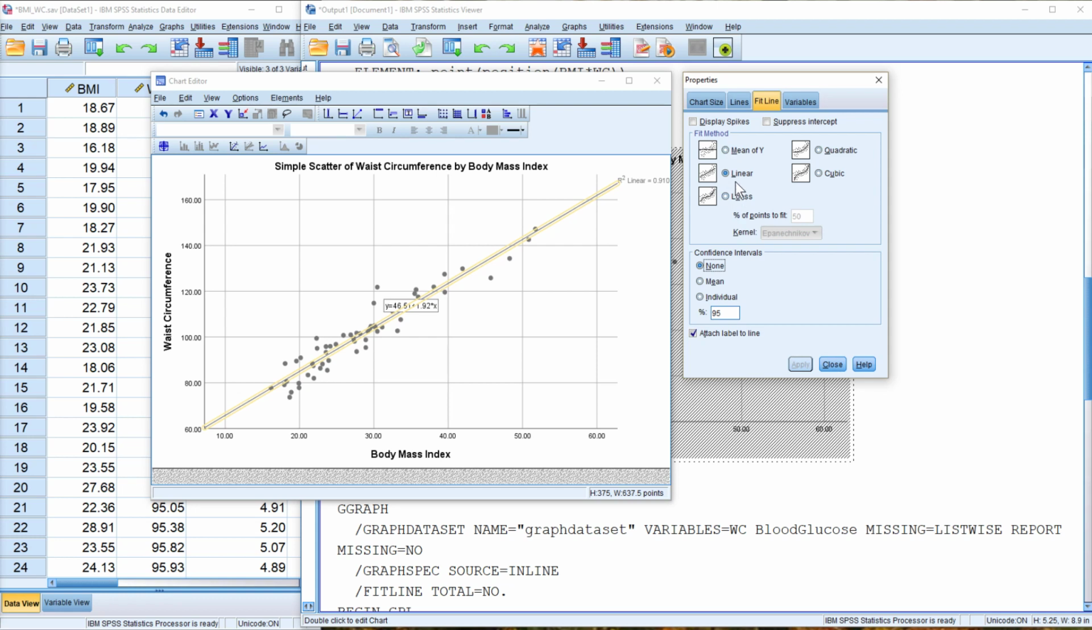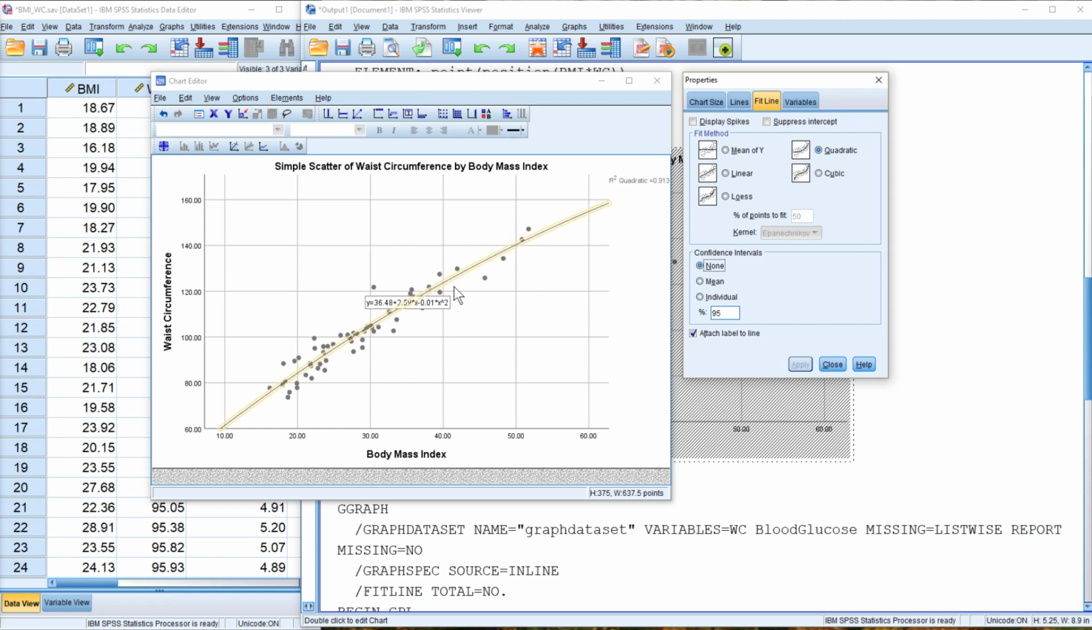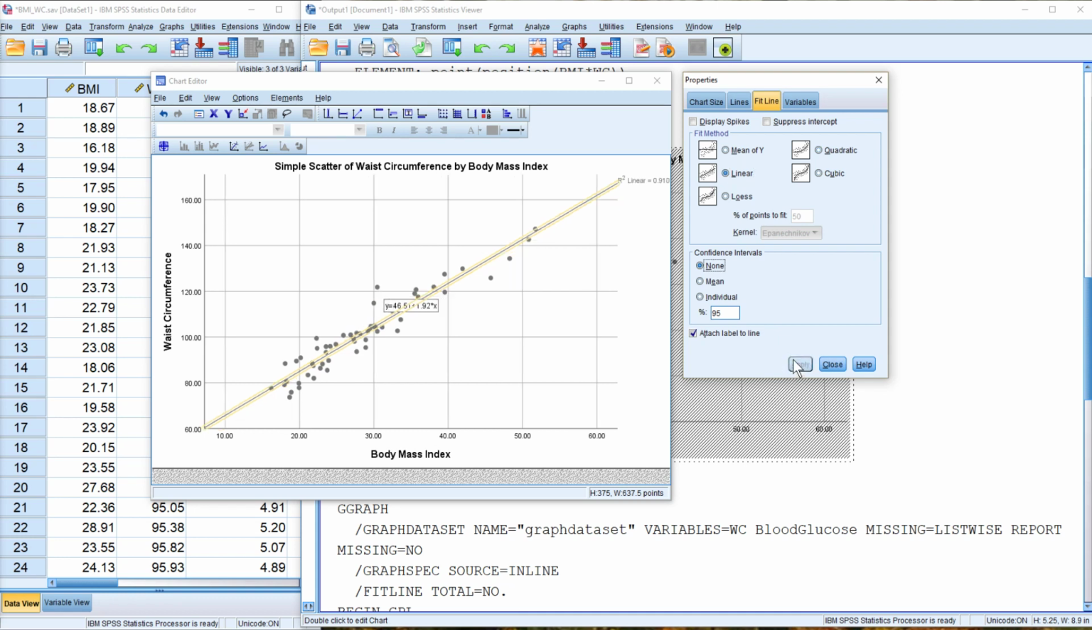Now, it'll pop up automatically as it says linear, and that means a straight line. It's possible that in some situations a curved line might be more appropriate, but in this one I don't think it is. So we could use simple linear regression because a straight line seems reasonable.